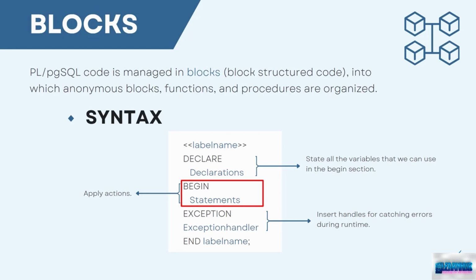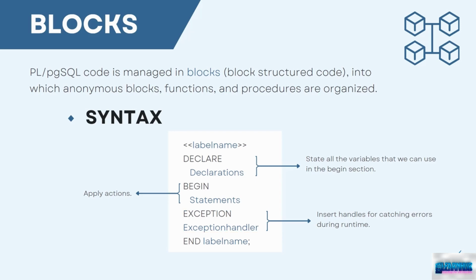The begin section is required, however. This is where we can apply actions such as calculations, loops, functions, procedures, etc. Do note that each statement in these sections is also terminated by a semicolon. The exception section, which is optional as well, is where you can insert handlers for catching errors during runtime.